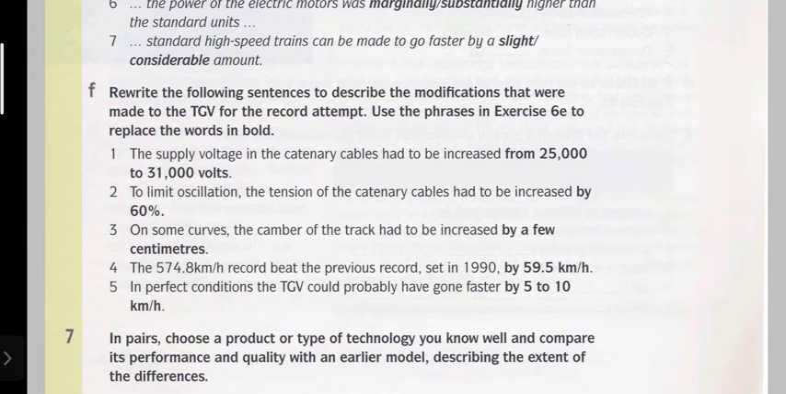Number 2, to limit oscillation, the tension of the catenary cables had to be increased by 60%. Oscillation means the movement. To reduce the movement when the train moves علشان القطر وهو بيتحرك الناس ما تبقاش جوه عمالة تتهز كده فبيقل من الحركة. Oscillation يعني الحركة. The tension معناها stretch tight. شدوا الكيبلز دي على اخرها كده علشان يمنع اي حركه للقطر. So it has been increased by 60%. What? Yes, well done. Substantially by 60%. So substantially.